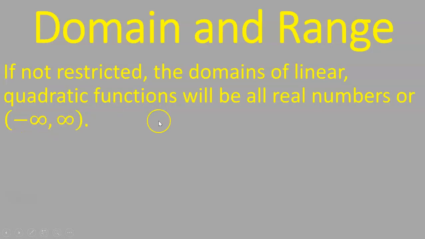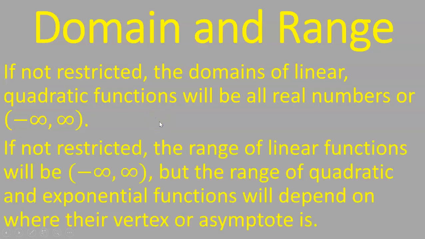The range, however, is not necessarily that. It is for lines. For linear, it will go down forever and up forever. But when you look at the quadratic and exponential versions, it will depend on the location of the vertex or the asymptote. Okay, let's look at an example of that.